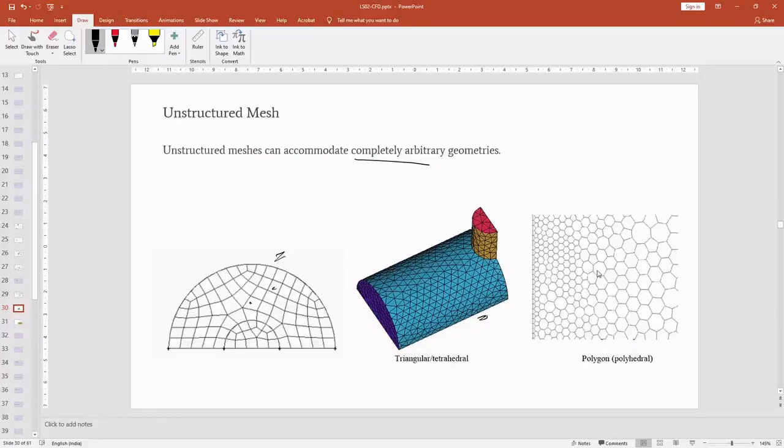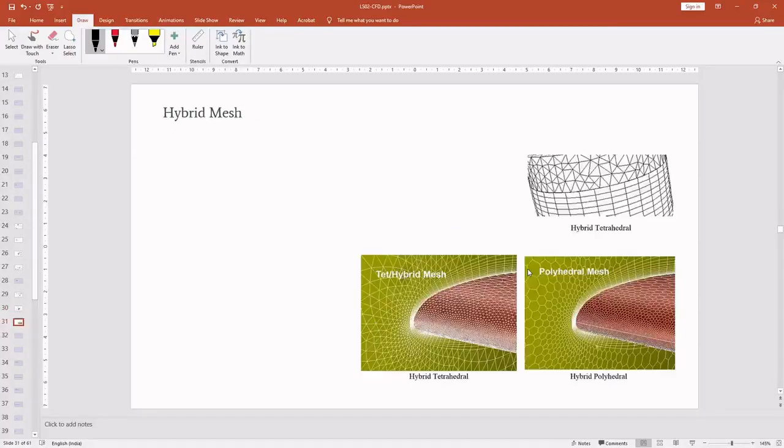So this is actually good if you are meshing for some internal flow through pipes or something. The best suited mesh will be polygonal mesh because of the volume capturing. So that's what an unstructured mesh is.